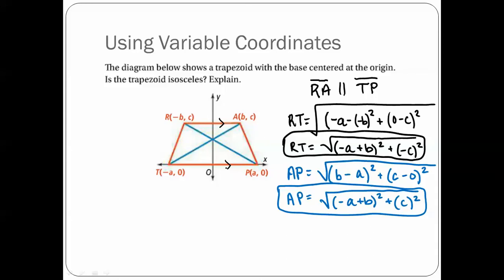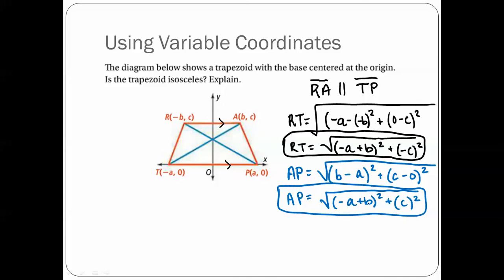And then we're going to run the distance formula to find the length of RT and AP. When we do that, we have to work with variables and be very careful in our calculations. You can see when I solve for RT, I get the square root of the quantity of negative a plus b squared plus negative c squared. Remember that when you square a negative, this value is always going to end up being positive.